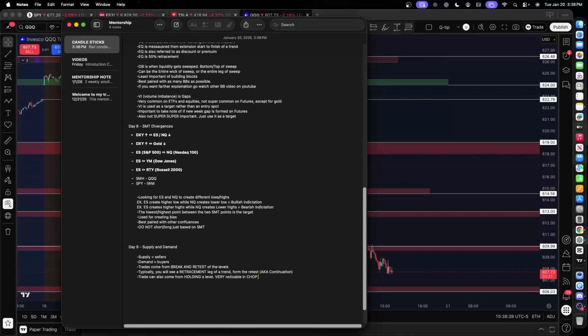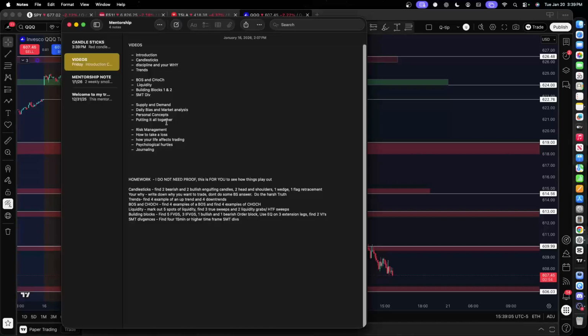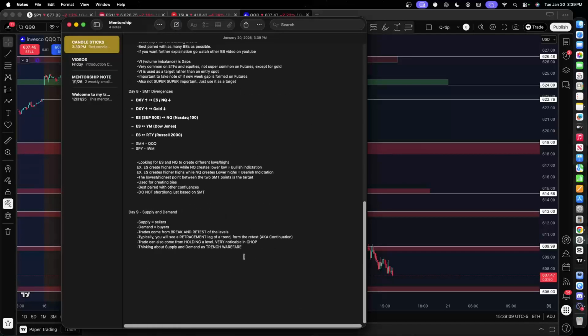In chop, right? You can see there's a high and there's a low. There's sellers and there's buyers. We are simply going in between. Think about supply and demand as trench warfare. And we'll get more into this another day. I think it's actually a day this week. Yeah, we'll get into that on Thursday. Trench warfare.